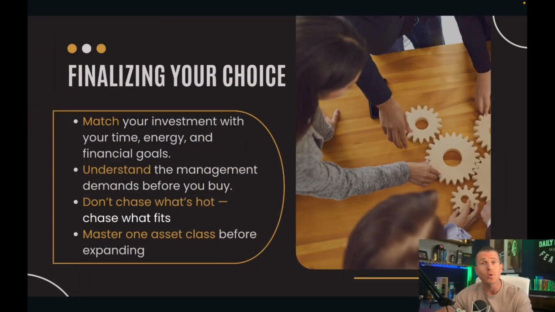And I want you to think about all of the things that go into getting you those wins right out of the gate, because that's most important, right? So making sure that you're matching your investment with your time, energy, and your financial goals. A great way to start with that first one being in congruency with what you're really trying to achieve, because that first one is such a big deal. Now, understand the management demands before you buy. Don't chase what's hot, right? Chase what really fits what you're looking to do.